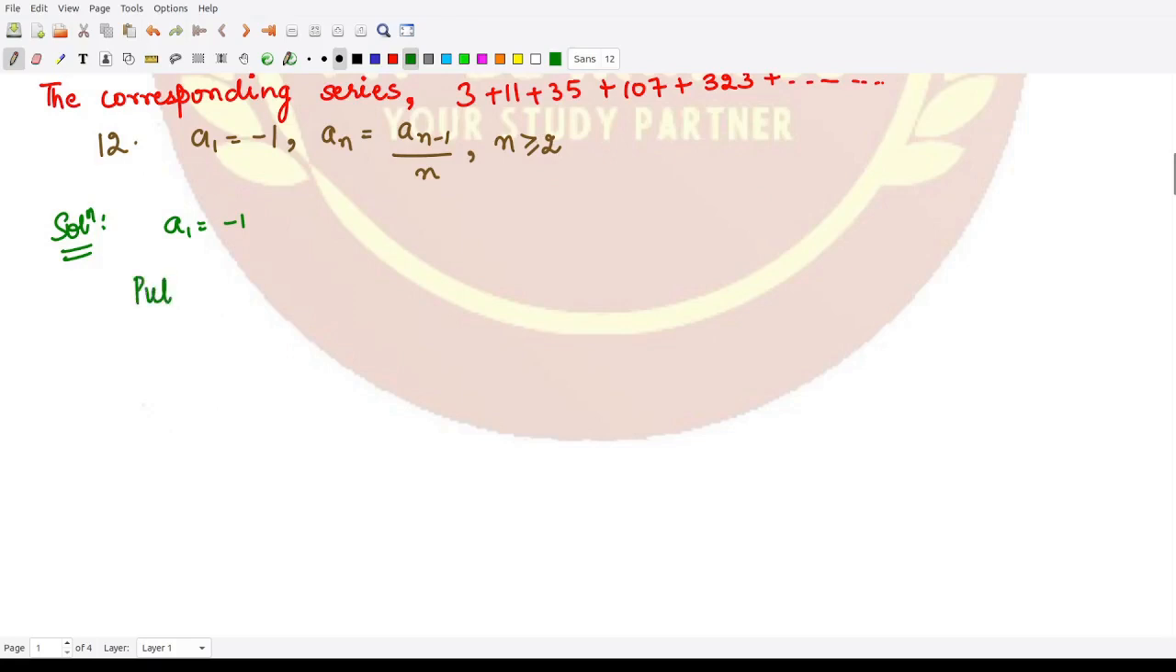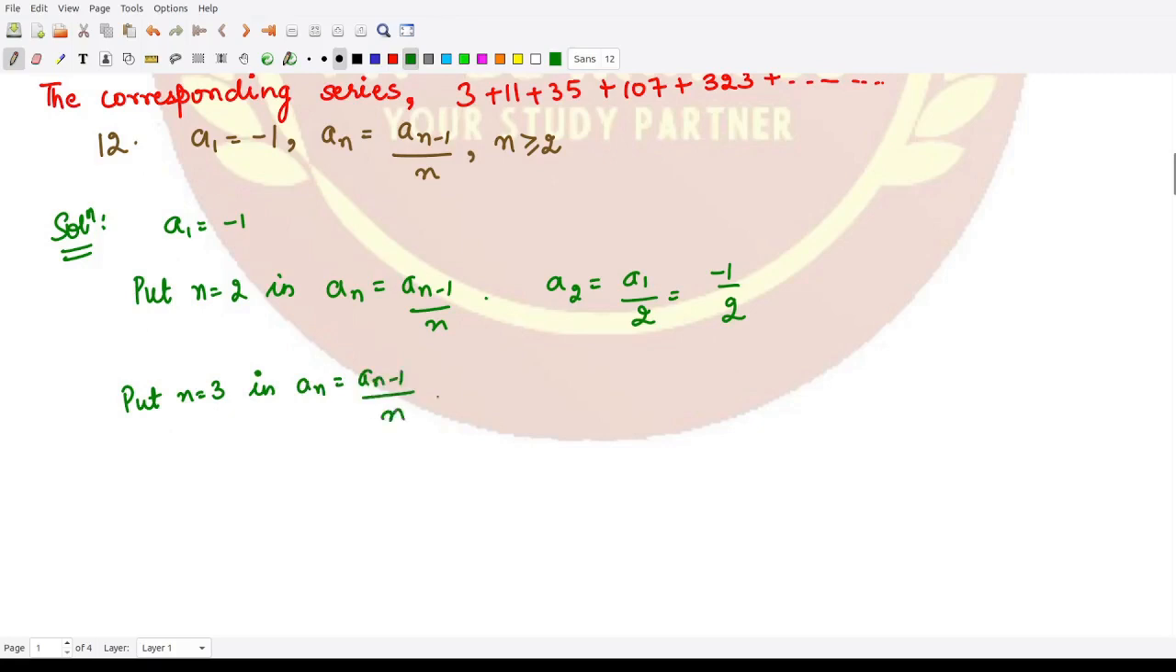So for a2 we can put n equal to 2 in the general term, which is an equal to an minus 1 divided by n. So we would have a2 equal to a1 divided by 2, right? So how much is a1? It is minus 1. So the second term is minus 1 by 2. Next we need to substitute n equal to 3 in the general term, an minus 1 divided by n, so that a3 is equal to a2 divided by 3. How much is a2? a2 is minus 1 by 2 divided by 3. So the answer is minus 1 by 6.